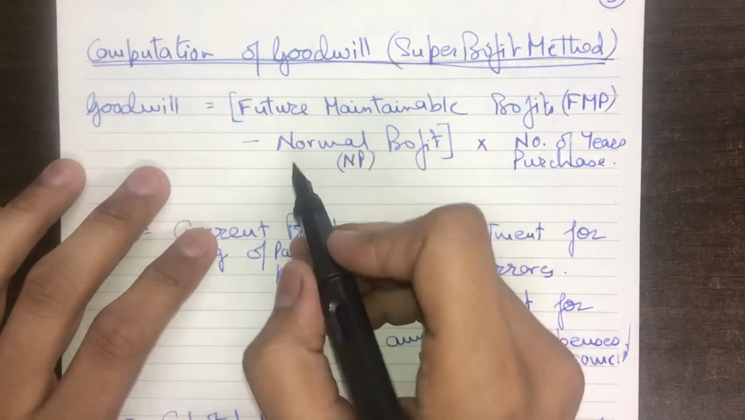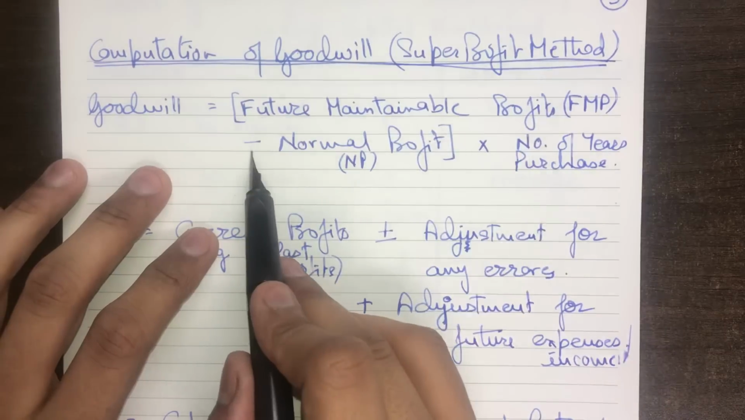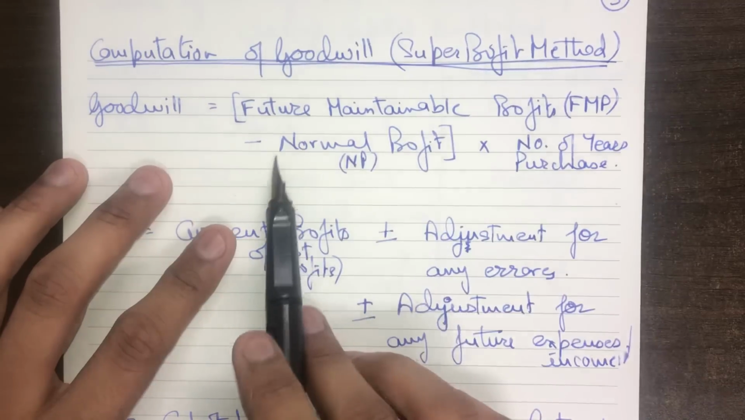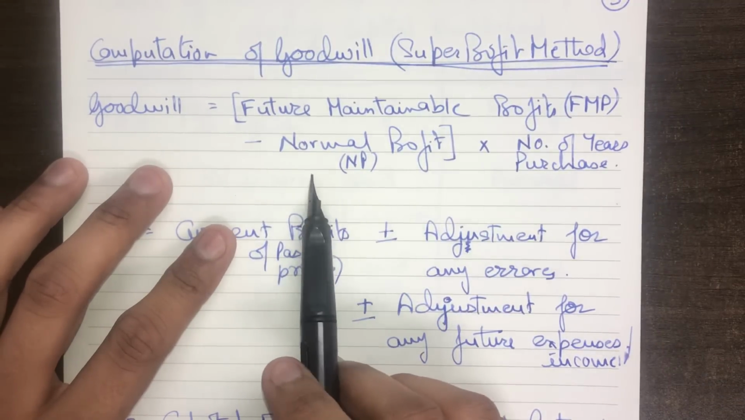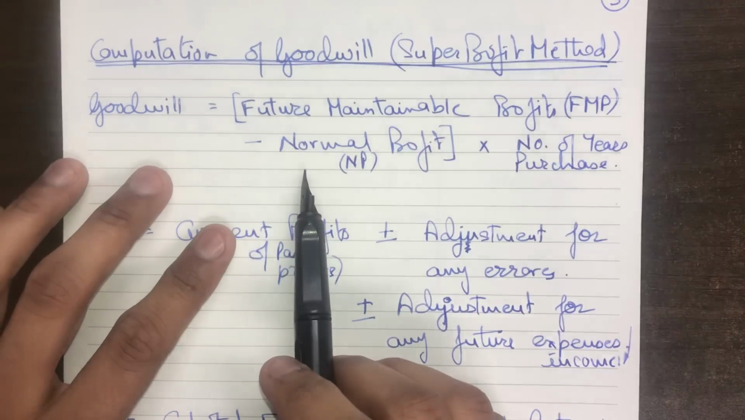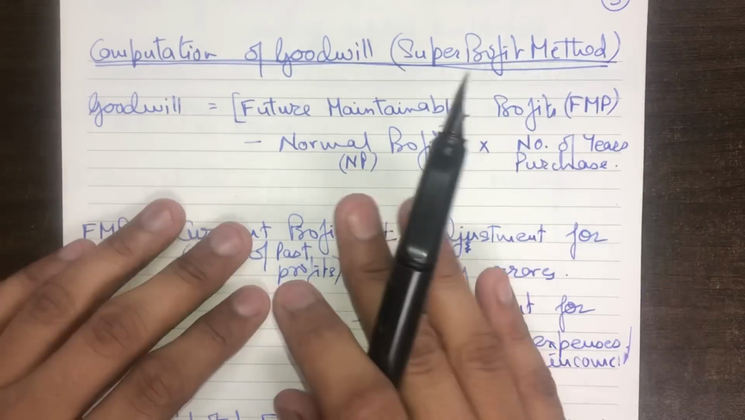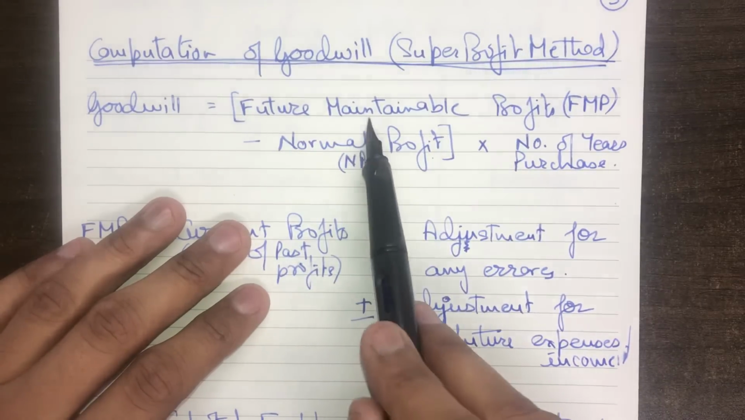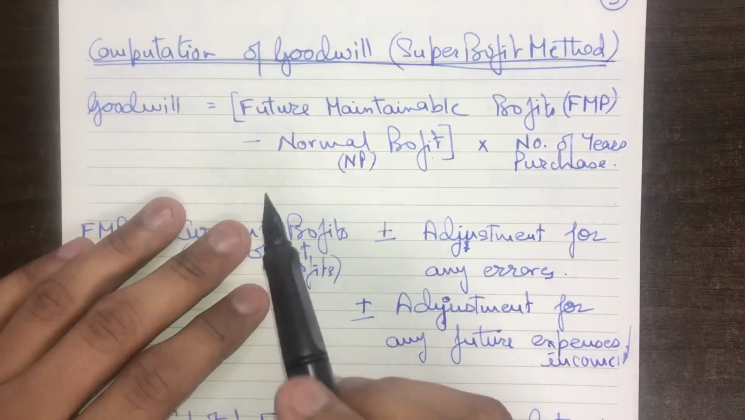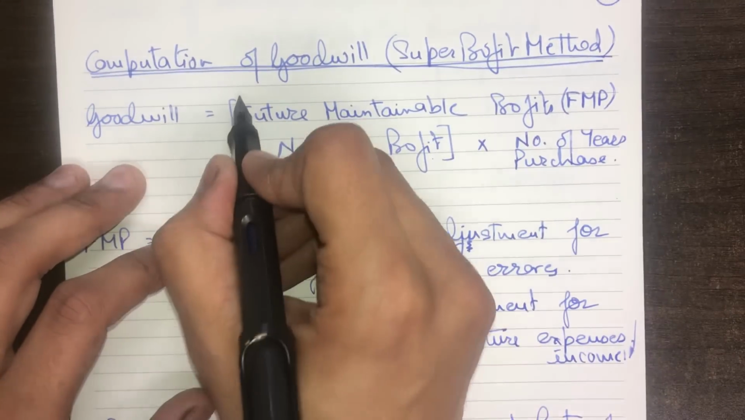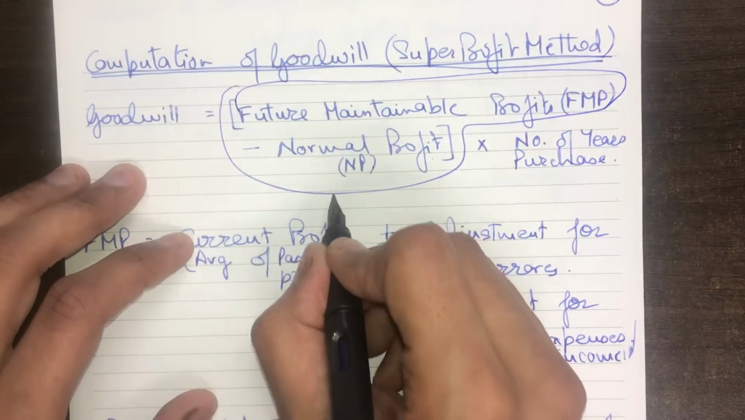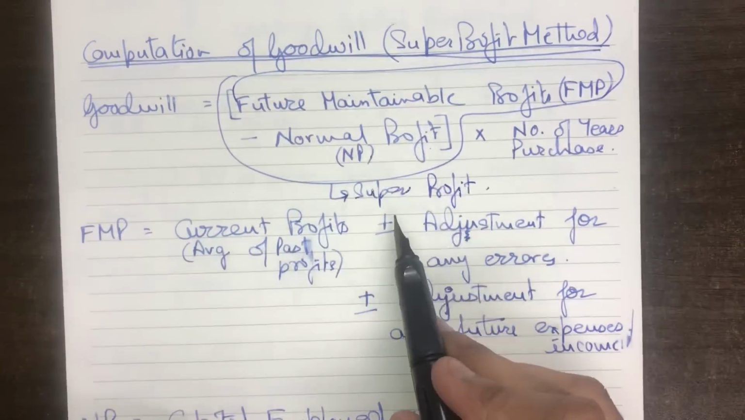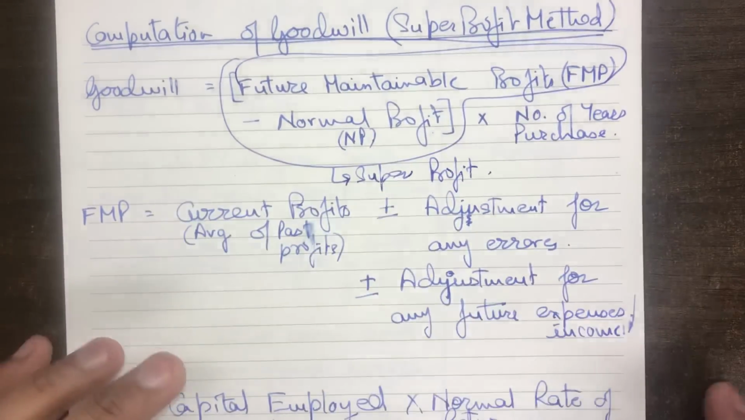Super profit method, as we all know, is the differential of future maintainable profits and normal profits. Future maintainable profits are the profits your company is going to earn in future. If you reduce normal profit, meaning the profit which a normal company in your industry will earn as per the normal rate of return existing in the market, this is what you earn, and this is what a normal company earns. If there is a positive difference between these two, it represents goodwill of your firm. The positive difference between these two is known as the super profit. Then you multiply this super profit with the number of years purchased to compute the goodwill.